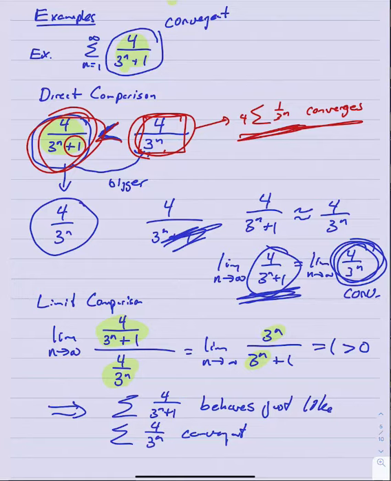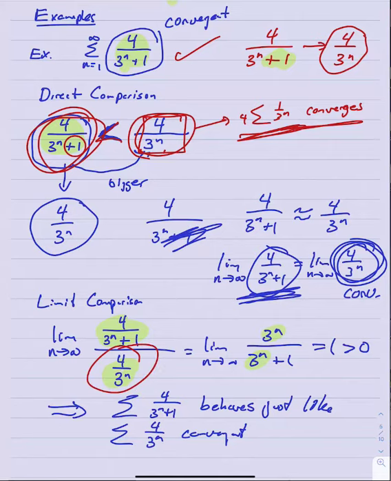Okay, now that's sort of a layout of both tests applied to this series, but you can see the thinking behind both approaches. I still had to make a guess about what I thought this series was doing in the beginning. And how did I make my guess? I looked at that 4 over 3 to the n plus 1, and I thought about what would happen if n got very large, and I realized that the plus 1 would really go away, and that this guy would really act like 4 over 3 to the n. And so my direct comparison was to that, and my limit comparison was also to that. And when I ran both of those tests, I got conclusions that told me this series is convergent.